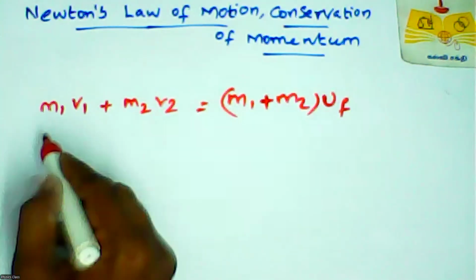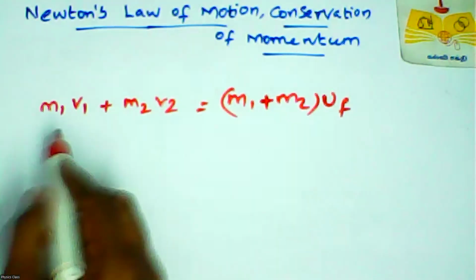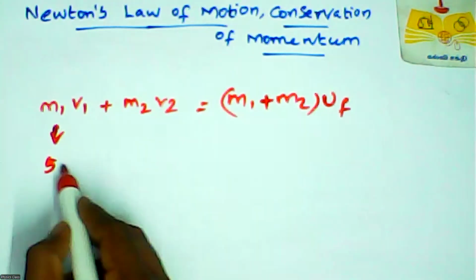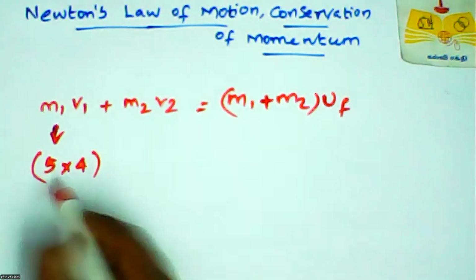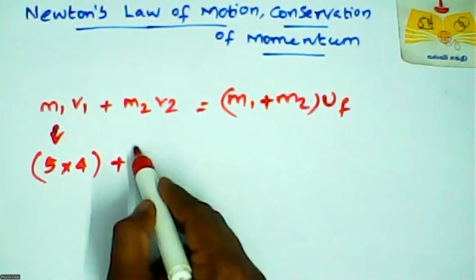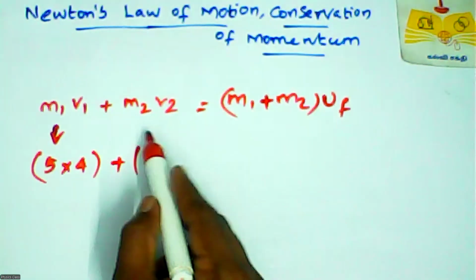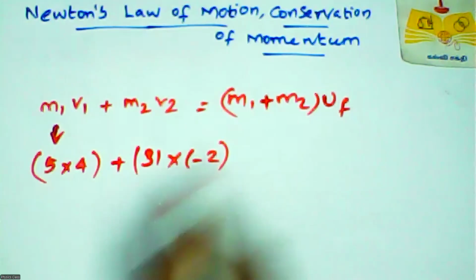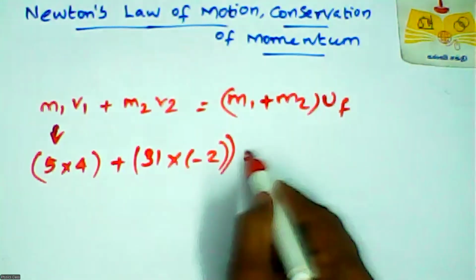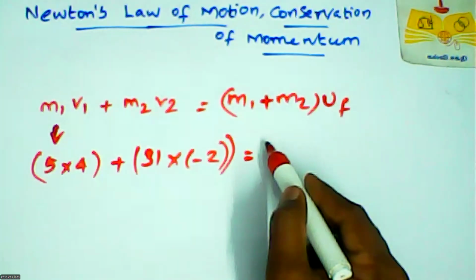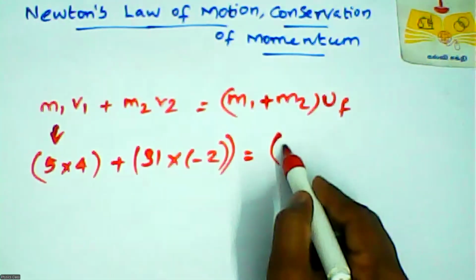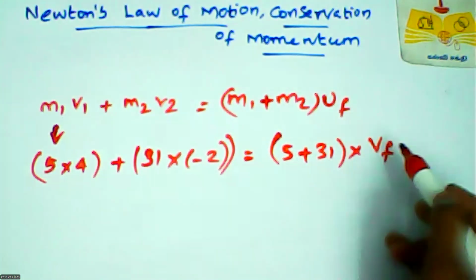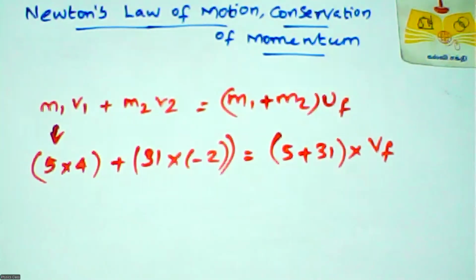Now we will put in the numbers. First object has mass m1 5 kg, velocity 4 meter per second, so 5 into 4. For the second object, m2 is 31, v2 is minus 2. After the collision, the mass is the same, 5 plus 31, but we don't know the velocity. This is the final velocity we have to find.